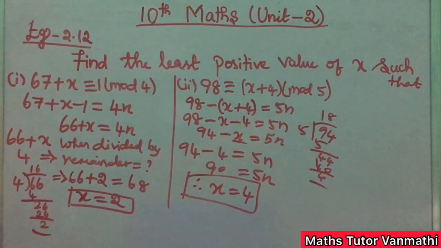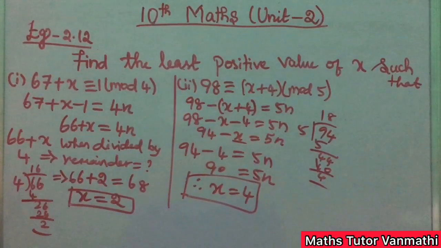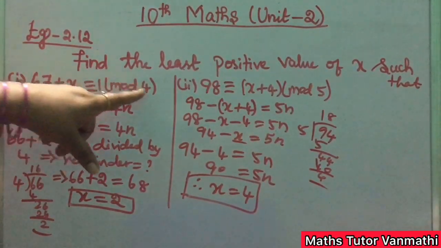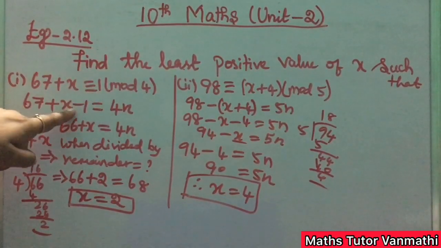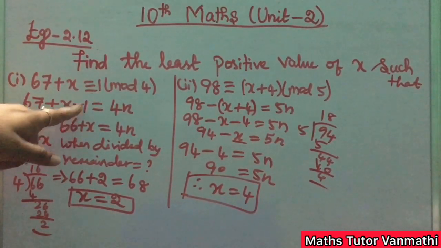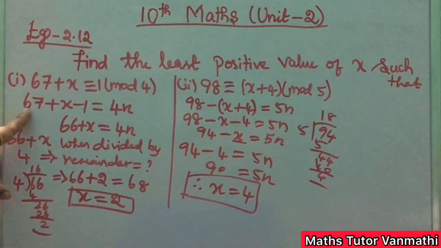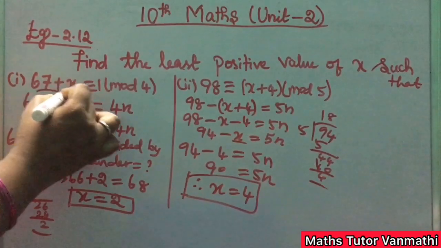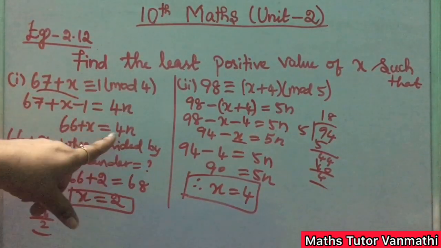Clear? Once again I will repeat it. We are going to find the least positive value of x. So 67 plus x congruent to 1 mod 4 is your first question. This 1 can be taken to the left hand side as minus 1, and this modulus 4 can be written as 4n. And here 67 minus 1 is 66, plus x is equal to 4n.